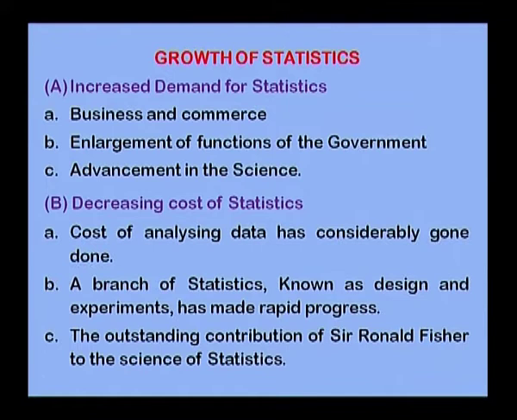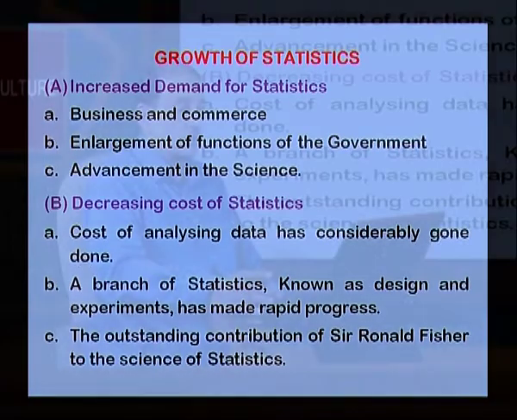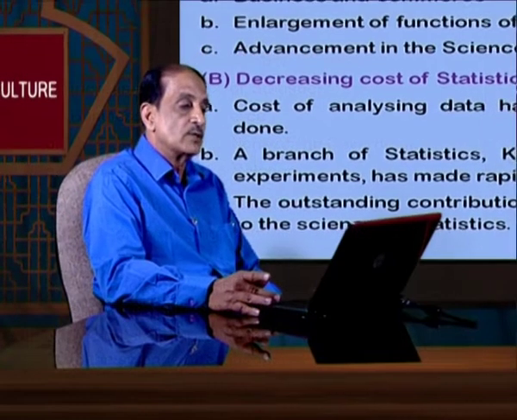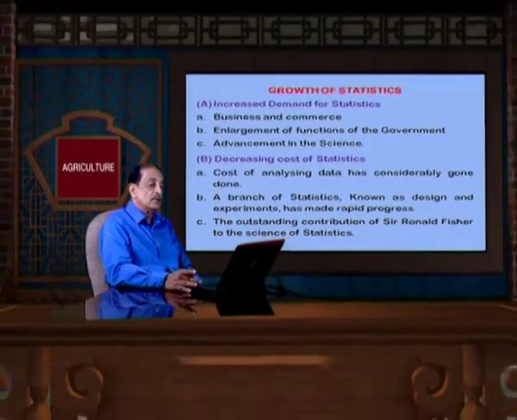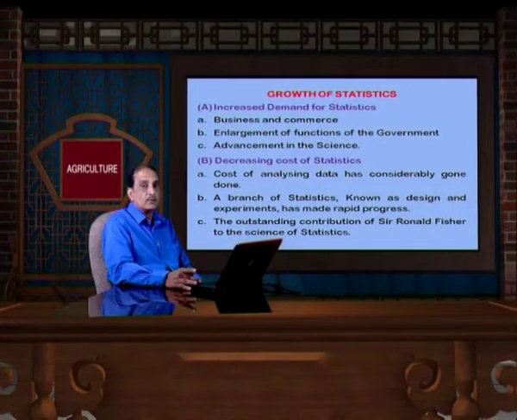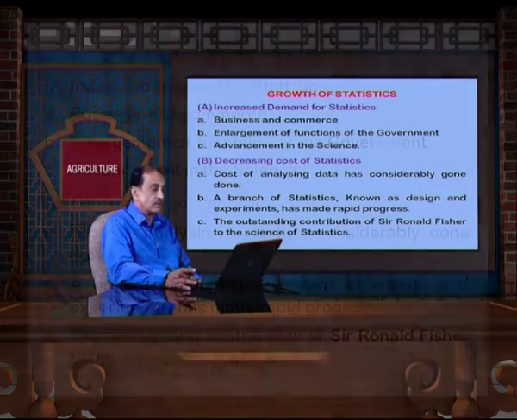And third is advancement in science. Science has advanced tremendously, and that is largely on account of the growth of statistics, because vital information is obtained and gathered with the help of research in laboratories, and this information is used for advancement and progress in science.